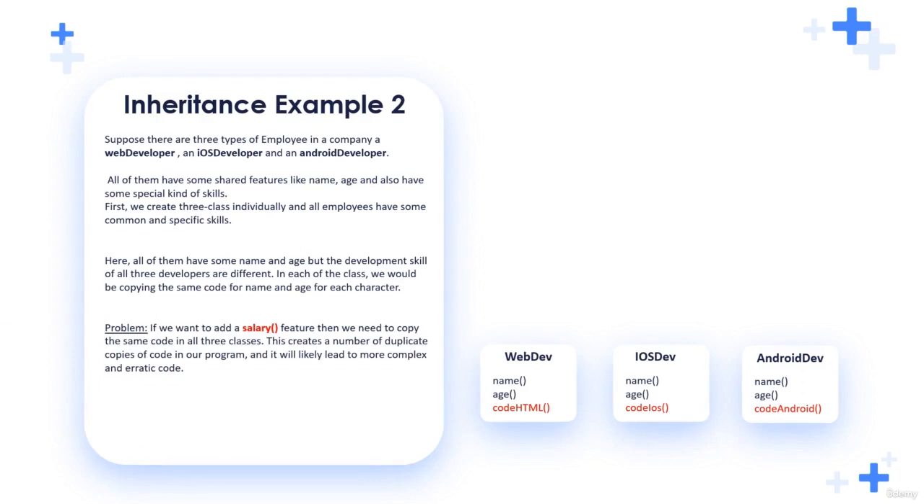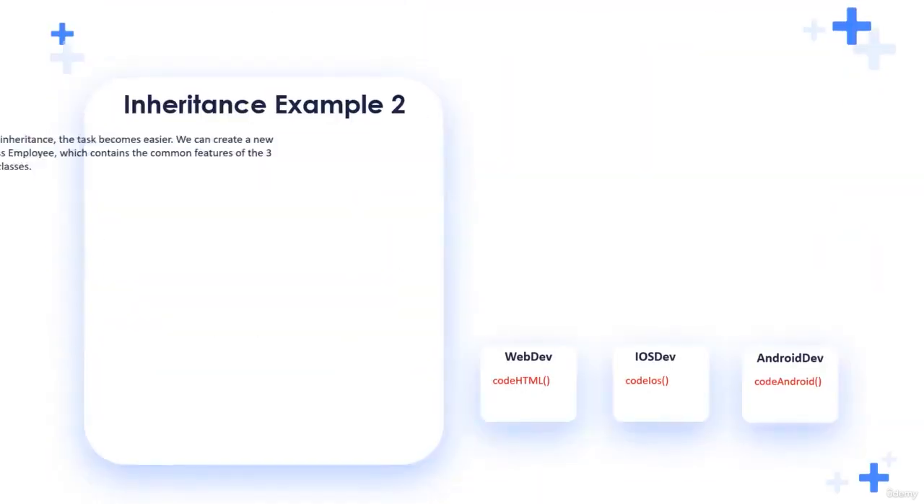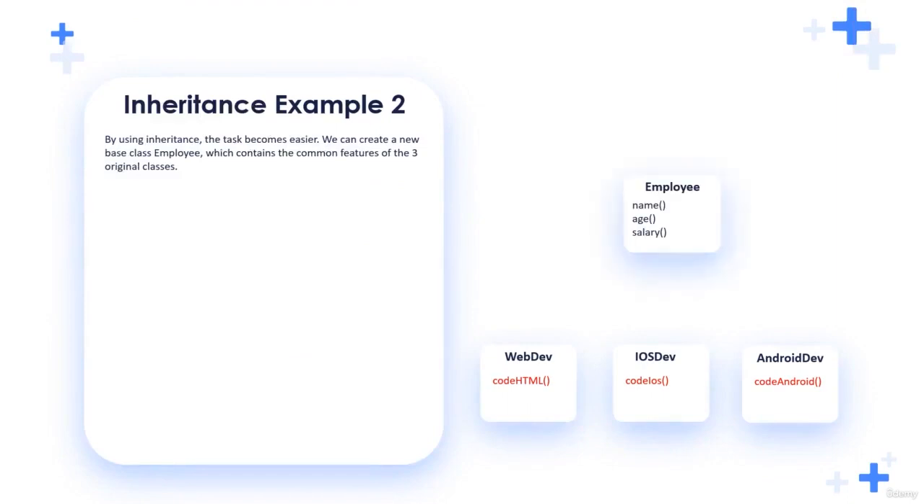This creates a number of duplicate copies of code in our program, and it will likely lead to more complex and erratic code. The solution comes with inheritance. By using inheritance, the task becomes easier. We can create a new base class called employee, which contains the common features among these classes: the web, iOS, and Android developers.